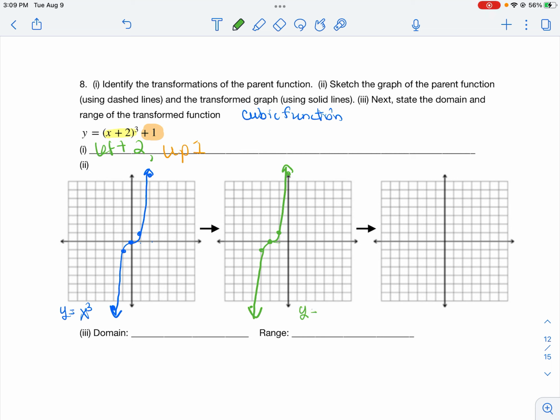And that is y is equal to (x plus 2) quantity cubed. Okay, now we're going to deal with the up 1. So if that main point from our last graph was at (negative 2, 0), I'm going to take that main point and move it up 1. And then from that, I'm going to do my key values. Over 1, up 1; over 2, up 8; back 1, down 1; back 2, down 8.